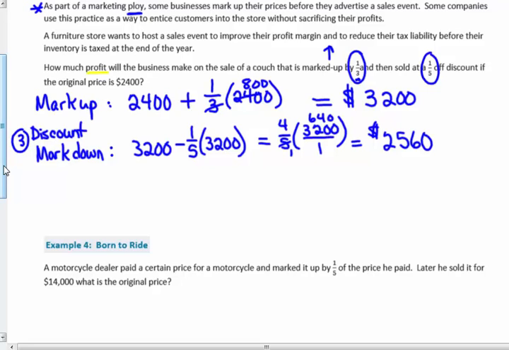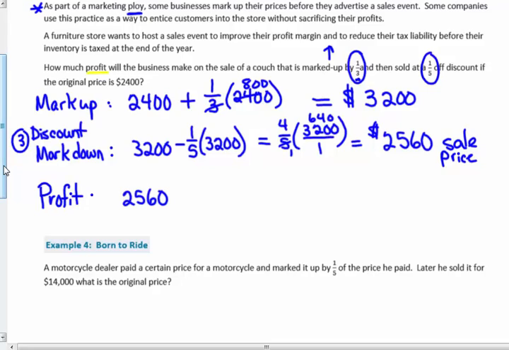I got $2,560 as the price. So the couch was $3,200, and they put it on sale the next day for $2,560. So my profit is the sale price minus what it cost them. The sale price is the 1/5 off; I'm paying 4/5 of it, which is $2,560. That's what it was marked down to.